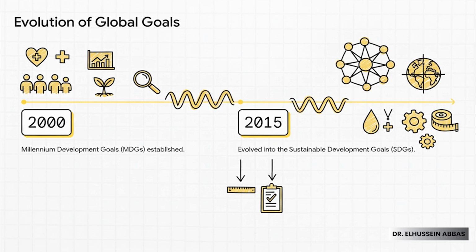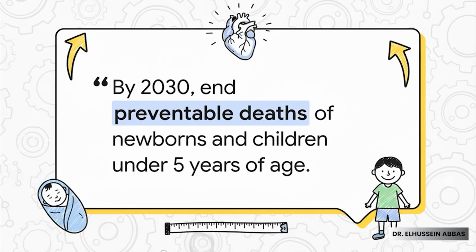The entire game plan for these goals is built on indicators. I mean, just look at this target from the SDGs. It's not just a vague wish, right? It's a specific, measurable goal. And how do we know if we're on track to hit it? By tracking indicators like the infant mortality rate and the under 5 mortality rate. The indicator literally becomes the yardstick we use to measure success.